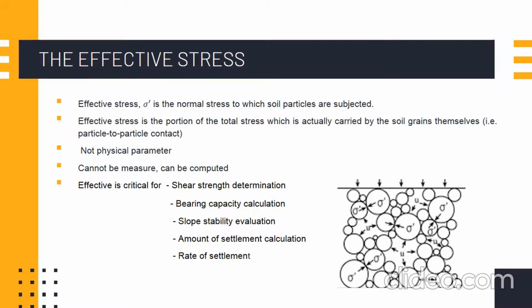The figure concluded that the contribution of the pore water pressure and the arrows found within the soil system show the stress that passes between the soil particles.